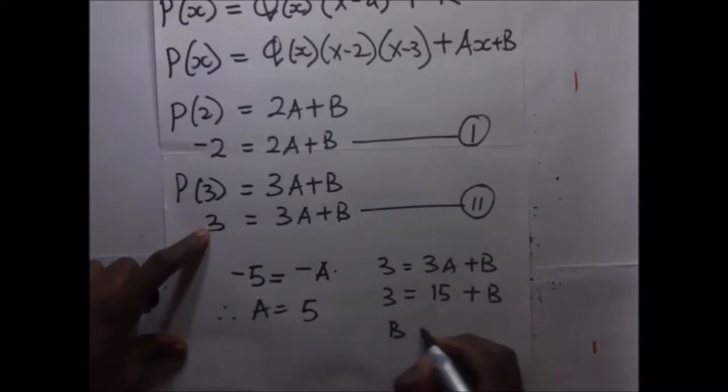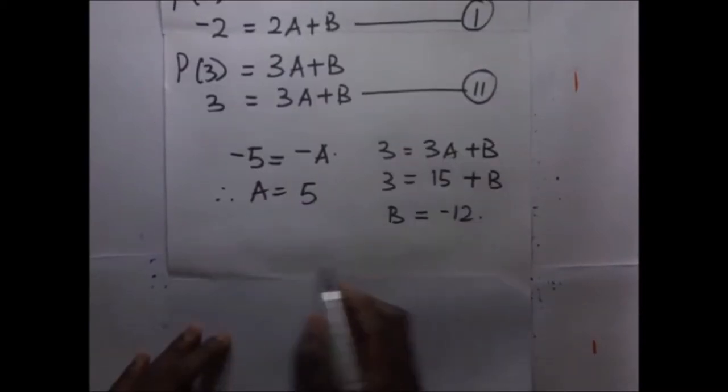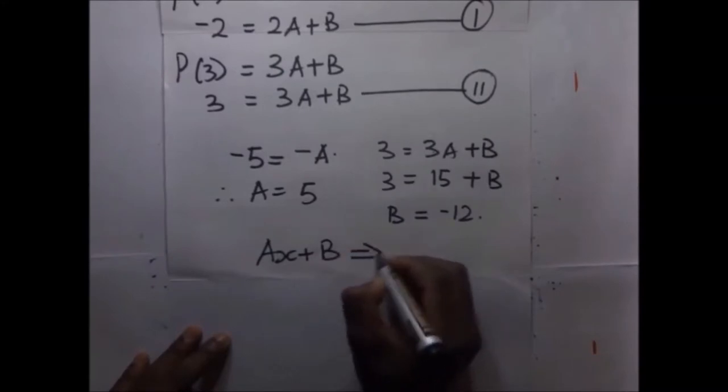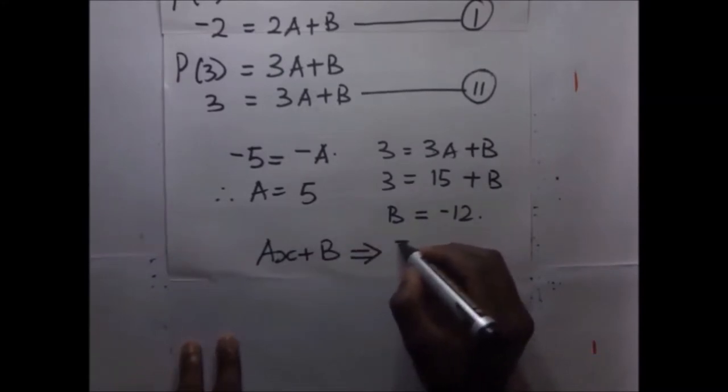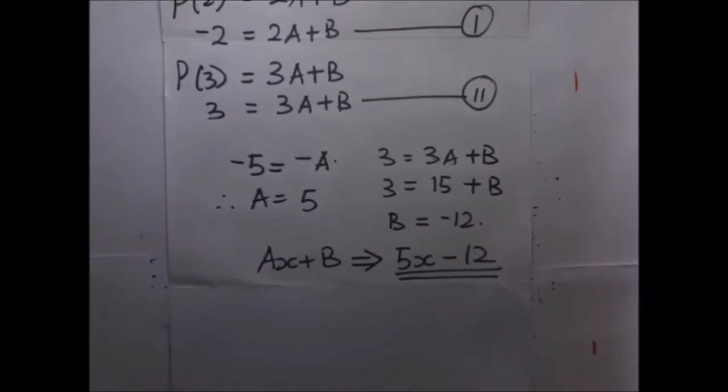Our value of b will be negative 12. So to substitute all this in our ax plus b, it means the remainder is 5x minus 12. And that's the remainder.